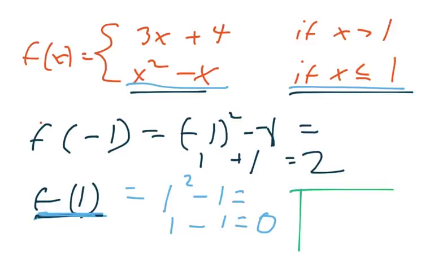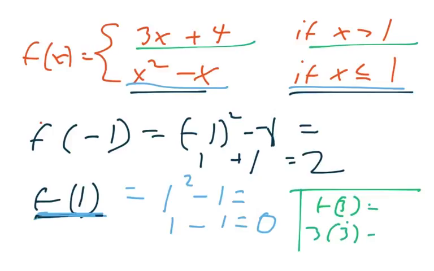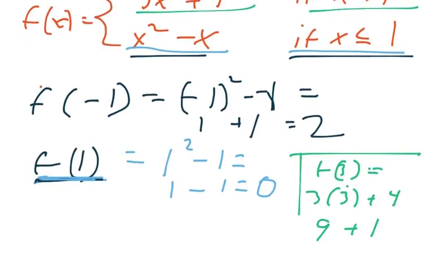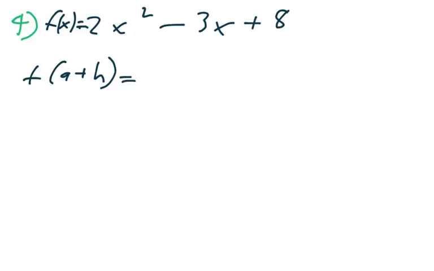Now finally, I'll use this little corner for f of 3. Now because 3 is bigger than 1, I'm going to use the top equation, which is 3 times 3 plus 4. Well, 3 times 3 is 9, plus 4 equals 13. Alright, for this next one, we have 2x squared minus 3x plus 8, and they want to know what f of a plus h is. So anywhere I see an x, I'm going to plug in a plus h.